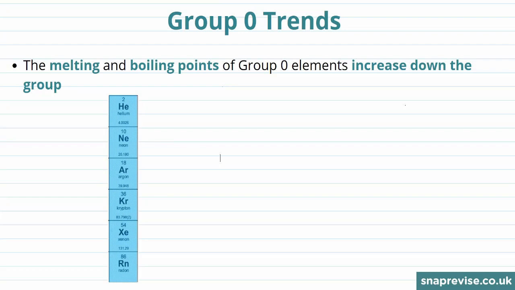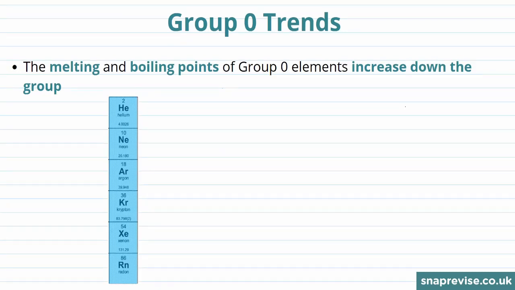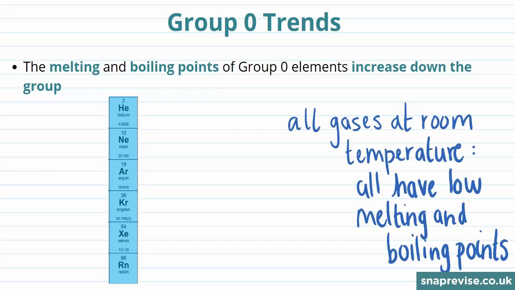Now we know what the group 0 elements are, let's think about some of their trends. We saw on the last slide that all of the group 0 elements are gases at room temperature. This means that they all have low melting and boiling points, because by the time you get to room temperature, they have already gone from a solid to a liquid, they have melted, and then they have boiled from a liquid to a gas.